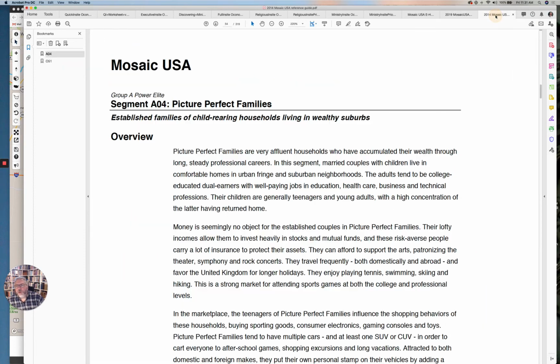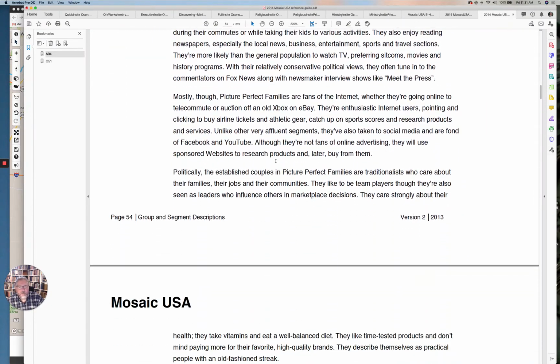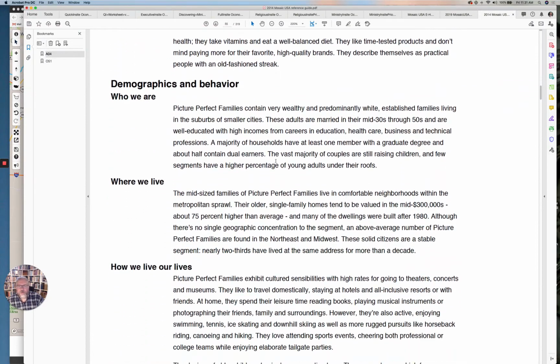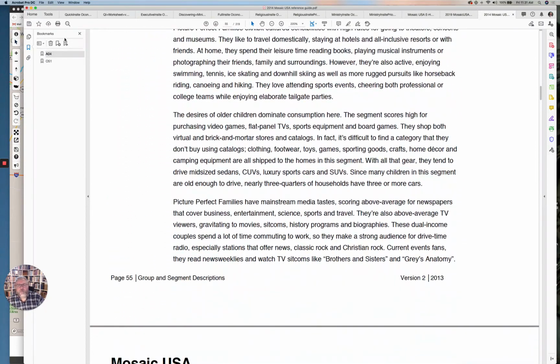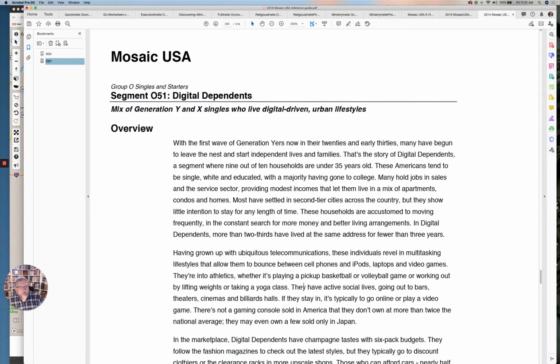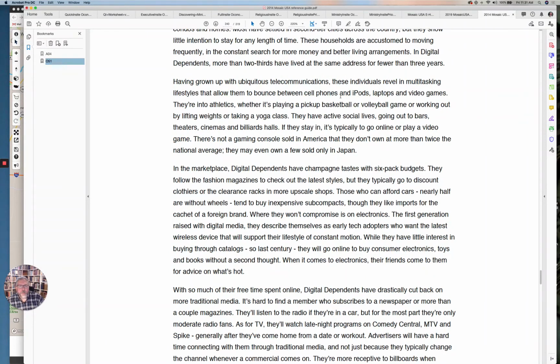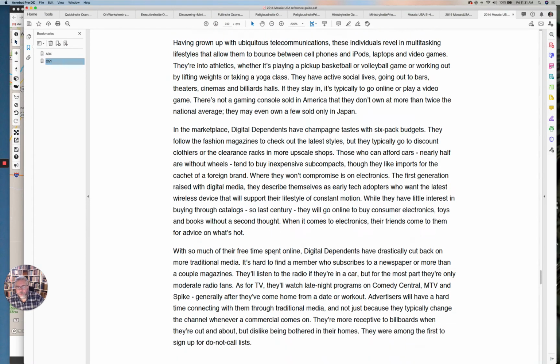As you go through here, you can download this. This is from 2014, really done in 2013. So again, a little bit old here, but it gives a narrative description of who they are and how they live. Very helpful for each of those. I'm just looking at these two groups. Very helpful, but it's going to be a little dated. They talk about how they bounce between cell phones and iPods. So, okay, a little old.